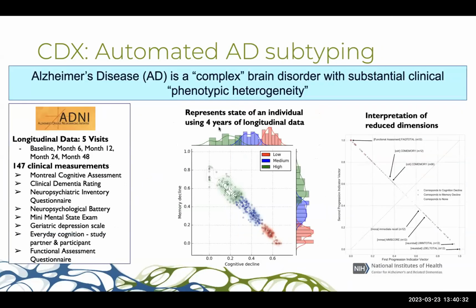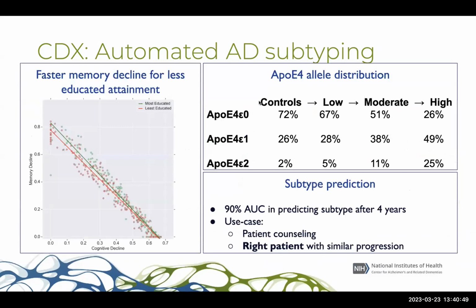Another project related to Alzheimer's subtyping. This one started with a public data set, the Alzheimer's Disease Neuroimaging Initiative. And the AUC on that project is around 90%. And these are all, again, multimodal data sets collected over a long period of time. This particular study was over 4 years.